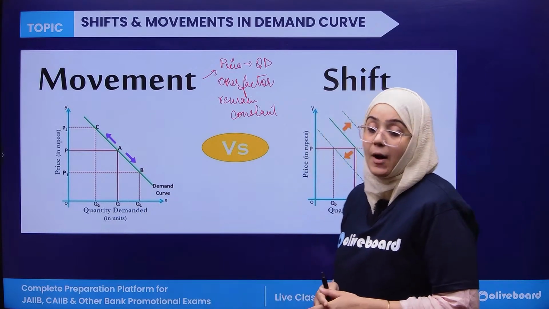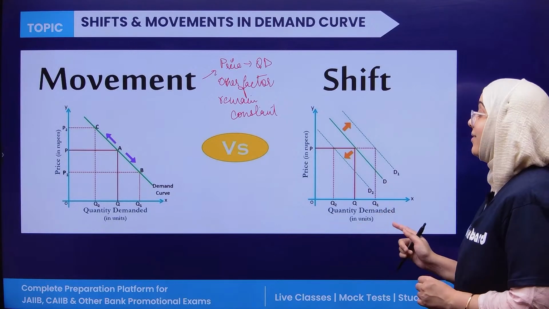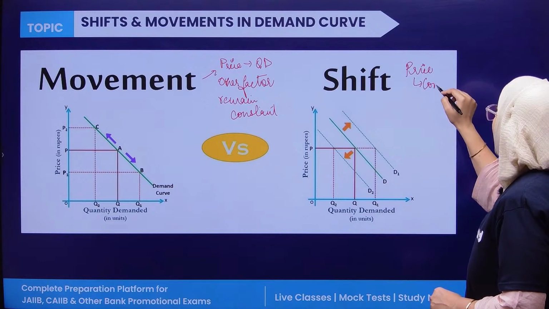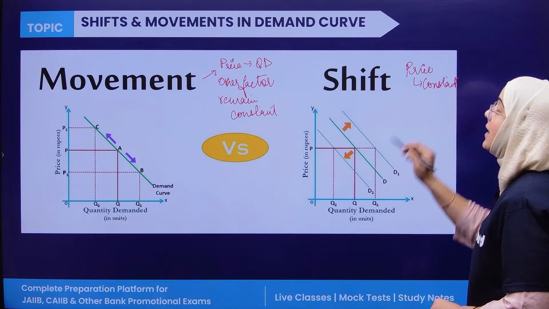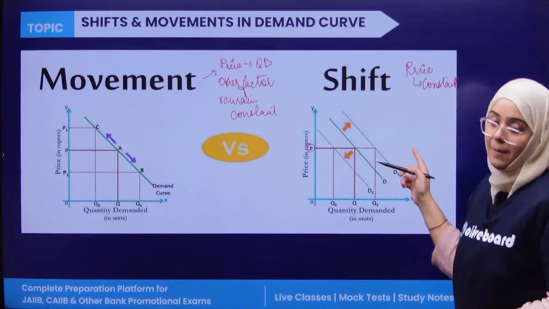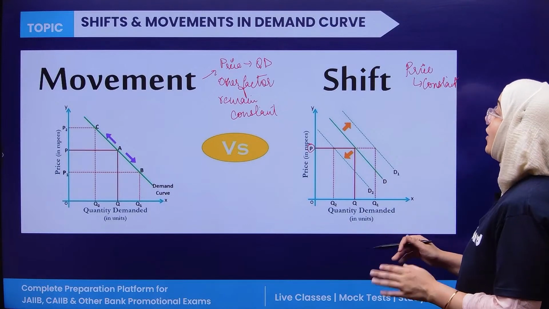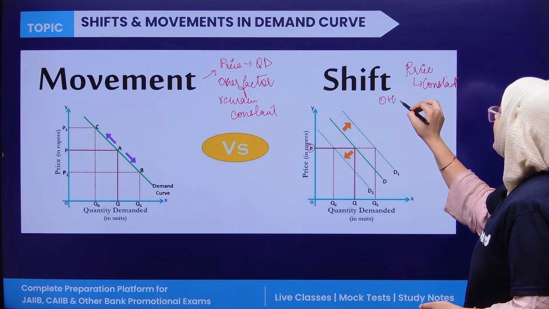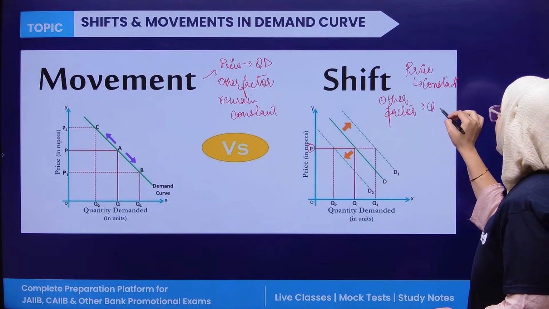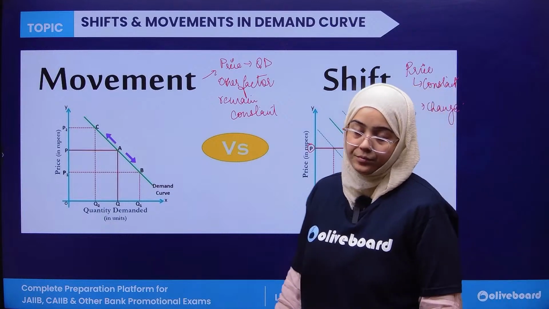But when we are talking about the shifting, rightward or leftward, in this you will see price will be constant. Price will not change, price will remain constant. See, price is P in all the demand curves, price will remain constant. But demand is increasing and decreasing. Why? Because other factors like income, climate, fashion and preference actually affect the demand. Then it is the shifting.